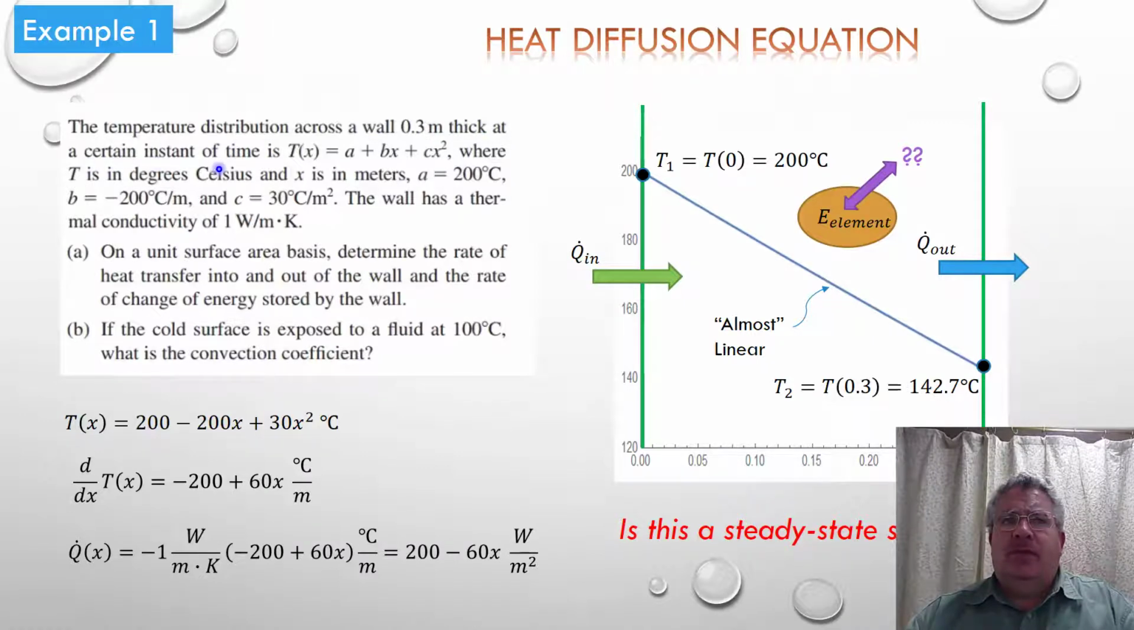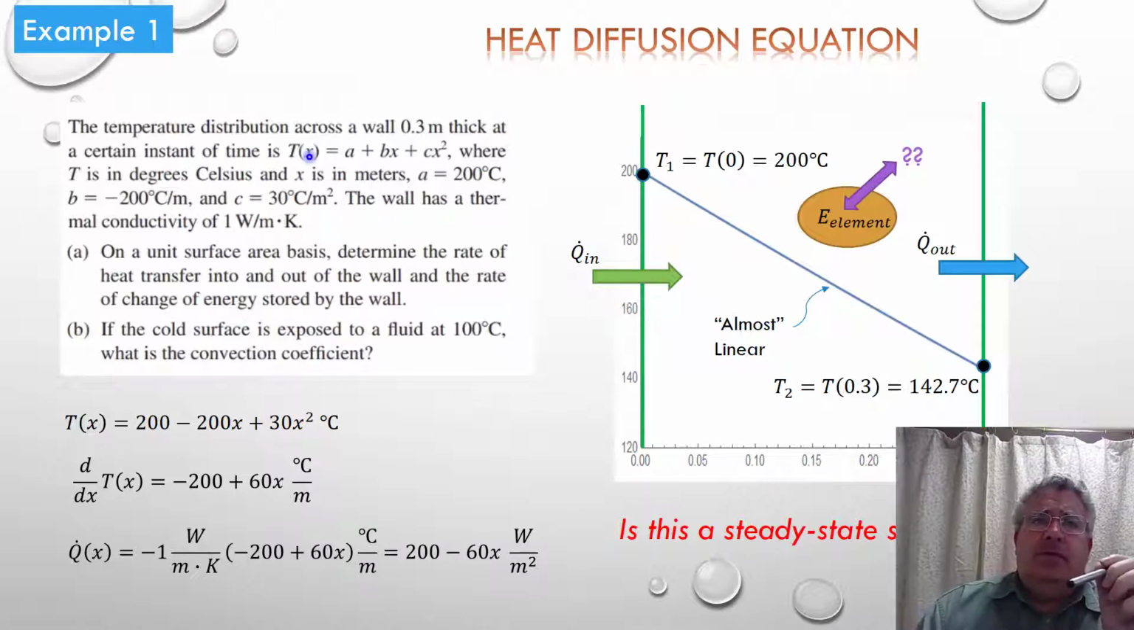Now that's important. When you hear a term saying at a certain instant in time, the implication is that something will be different at another instant in time. So what they're implying here is that this is an unsteady problem. But we can still utilize the heat diffusion equation. Well, the heat diffusion equation is inherently for the unsteady process. Let's see where this is going to take us.